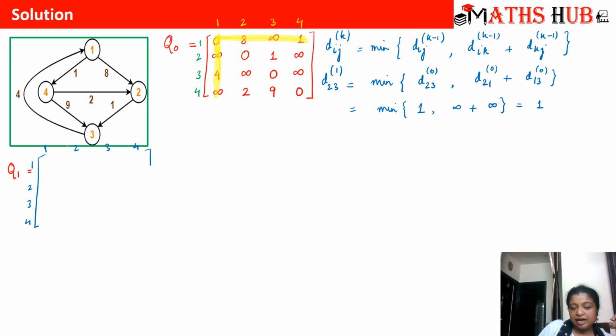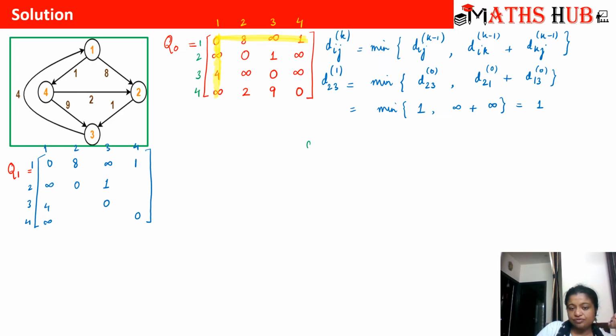So as I told you, the first row and the first column will remain the same: 0, 8, infinity, 1. Similarly infinity, 4 and infinity, they will remain the same. These entries will remain the same: 0, 0, 0. So the first entry that we have improved, 1, remains 1 itself, right? Now let us calculate the next entry, that is D24.